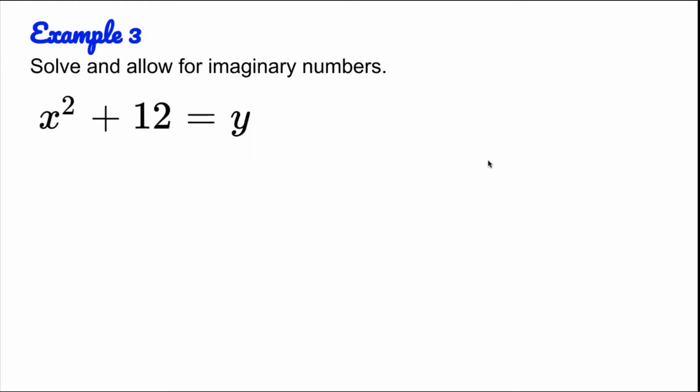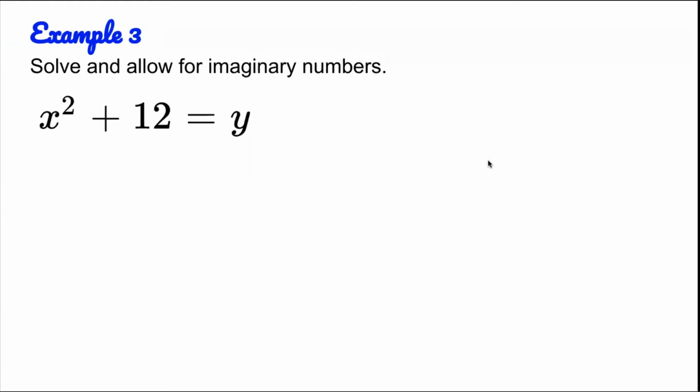Example number 3, go ahead and write this one down. Solve and allow for imaginary numbers. We're going to solve for the solutions of this quadratic equation: x to the power of 2 plus 12 equals 0. I'm going to show you how to do it one way, and then possibly I can show you a different way.